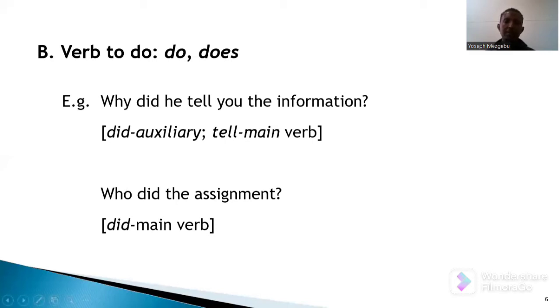Who did the assignment? I did the assignment. Here we don't have any other verb, so did becomes the main verb.